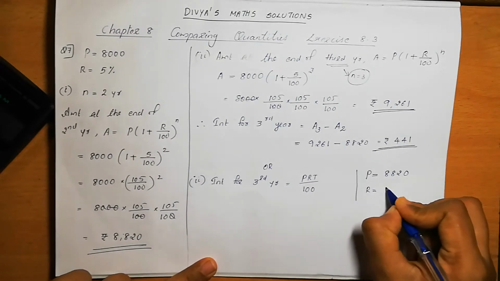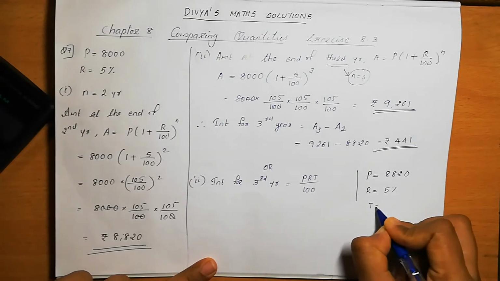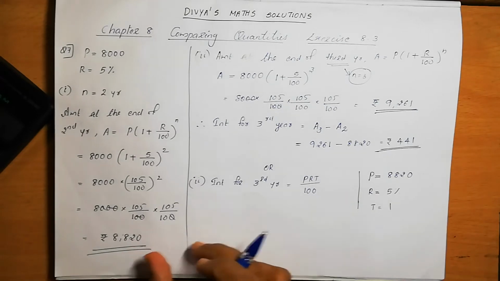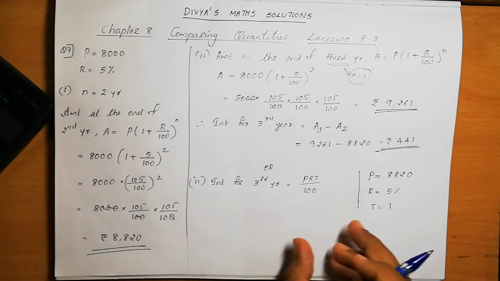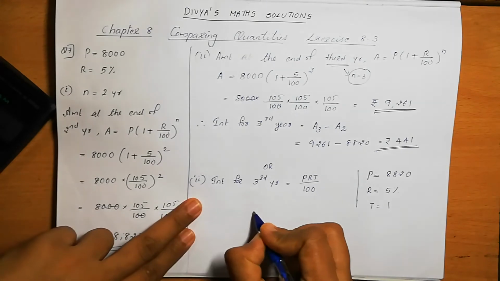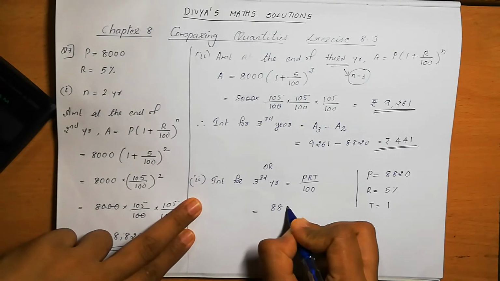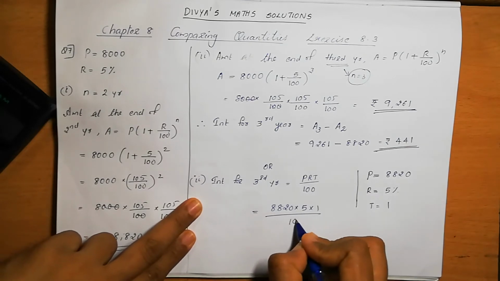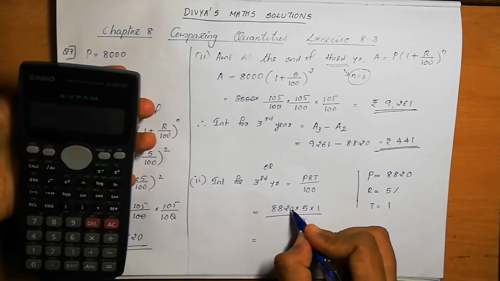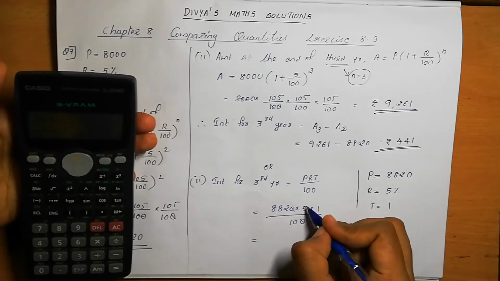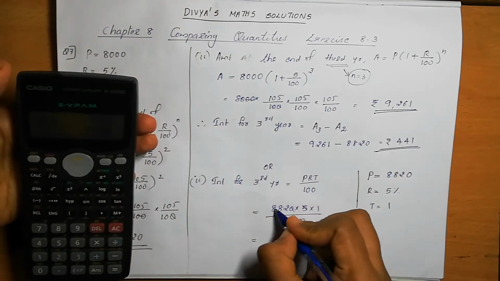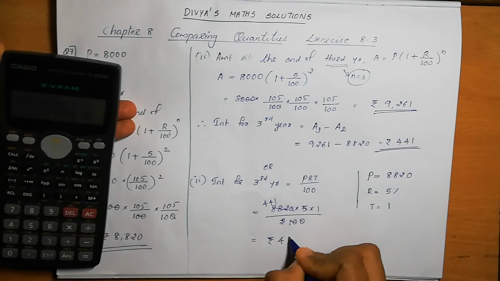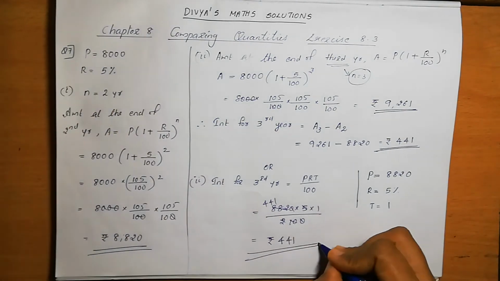How much is the rate? Rate is 5% and term is 1 only. That means we are calculating only for the third year. Till the second year we did the calculation, we are calculating only for the third year, right? That is equal to P is 8,820 into rate is 5 and term is 1 by 100. So here we are simplifying, 441. So rupees 441. So here we will get the interest for the third year.